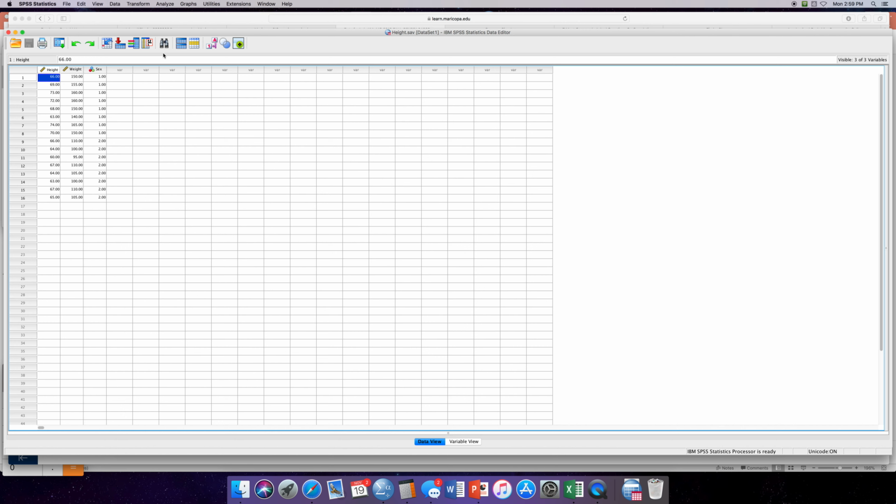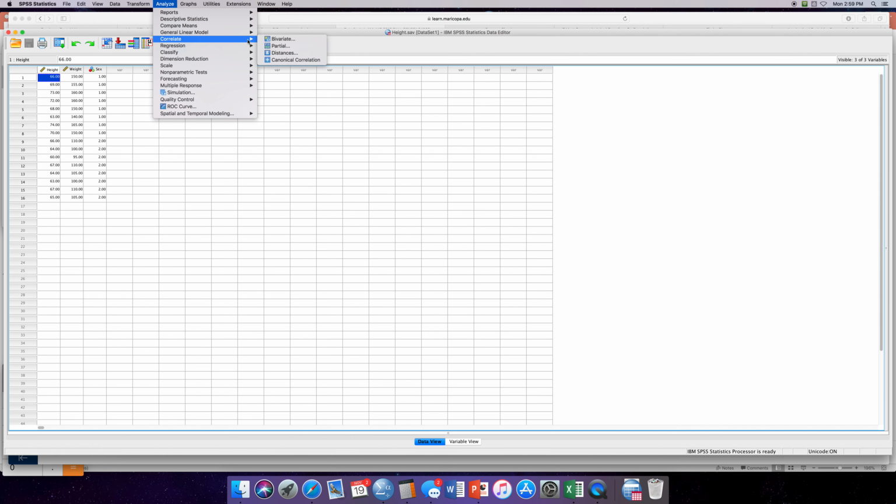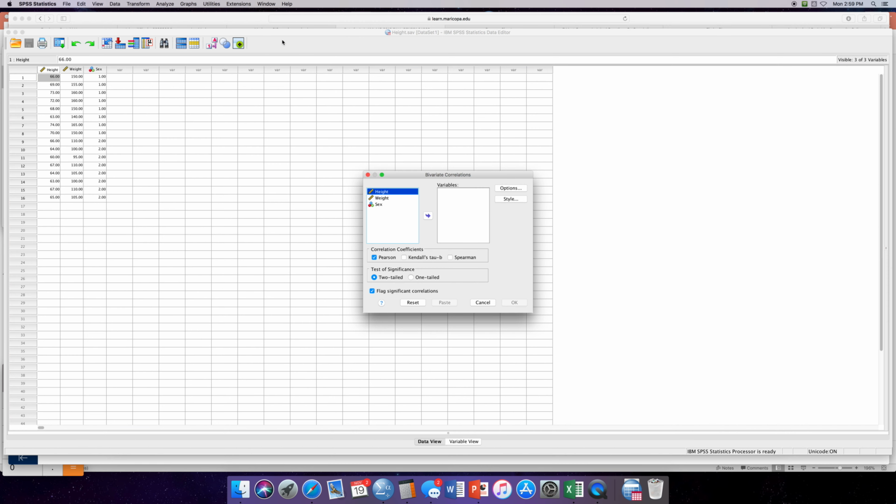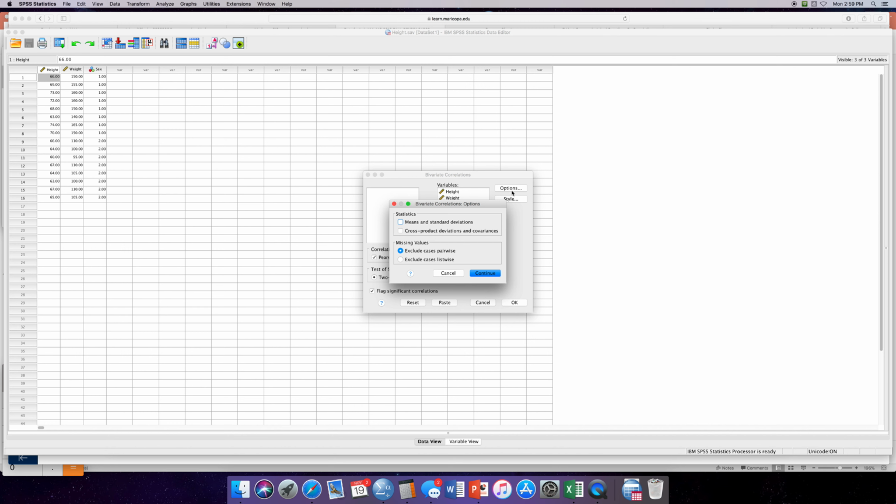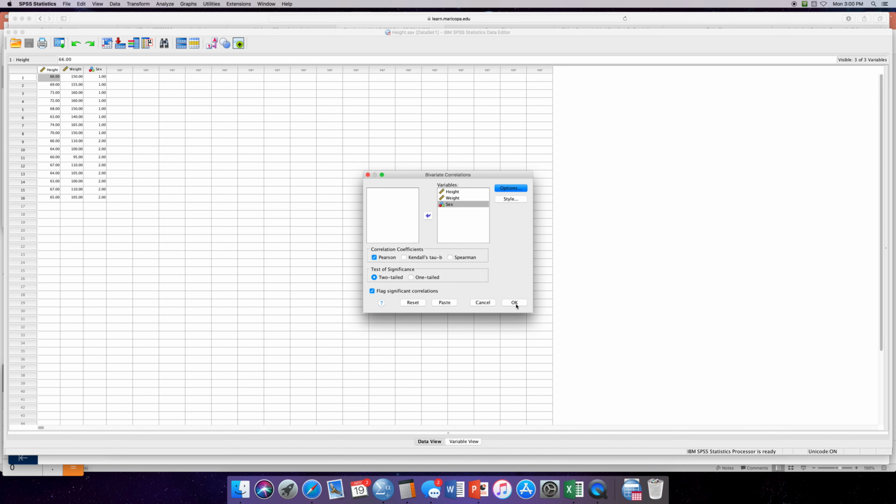So what you do to run an analysis, you just go up to Analyze, and then Correlate, and then we're going to run a bivariate correlation. And so you can look at all of them. Again, you can have it highlighted and then use the arrow and go over, or you can just double click it. And we're running a Pearson. And yes, we want to do a two-tail. Let's just double check the options that are set here. Yeah, exclude cases pairwise. Okay, let's go.